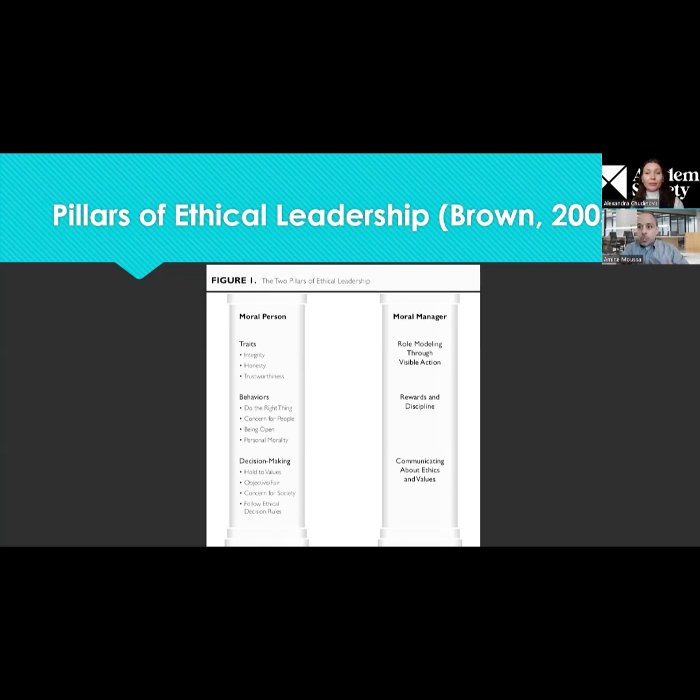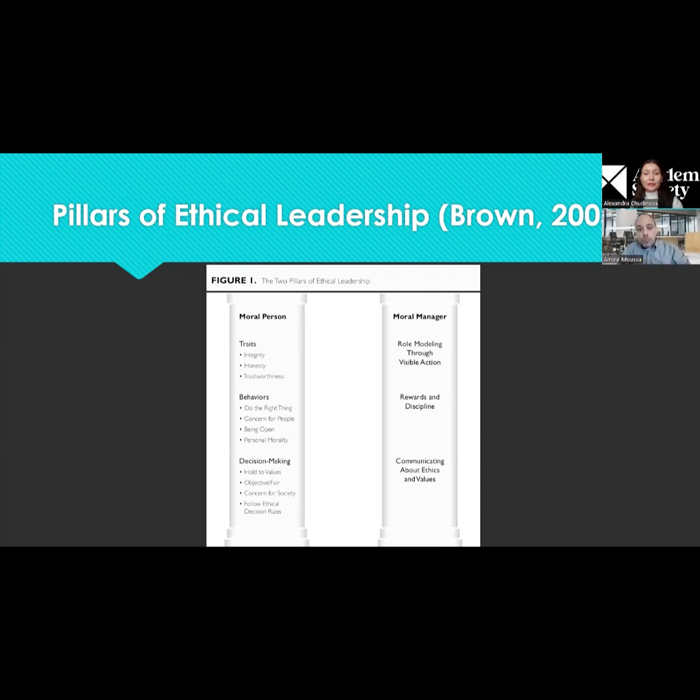So for the moral person, we're talking about traits such as integrity, honesty, and trustworthiness. We are looking at behaviors: doing the right thing, their concern for people, being open to listen to feedback. And then the decision-making side of their personal morality. We can talk about them holding to values, not changing their values, being objective, being fair with everyone, their concern for society, and that they follow ethical decision rules.